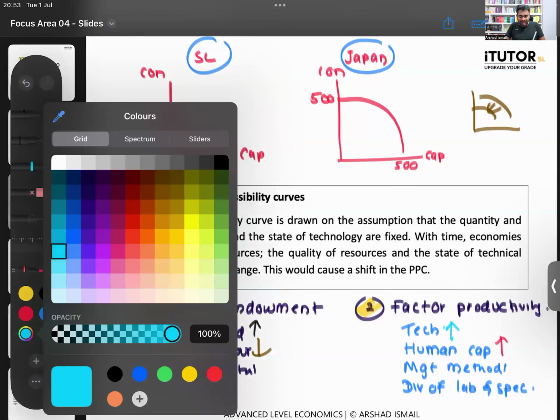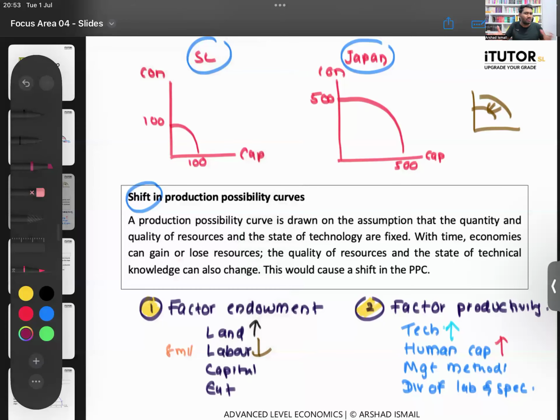Division of labor, they will directly mention. So they can say factories in Sri Lanka have now started to practice division of labor. Another example is management methods. The managers in Sri Lankan firms are using different techniques to motivate their employees, right? Or maybe they have introduced a bonus system for them. Now employees are getting a bonus, and they are more productive. Now they will work faster, and you can now produce more. The PPC will shift.